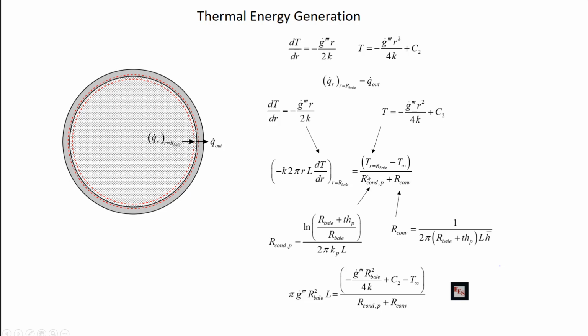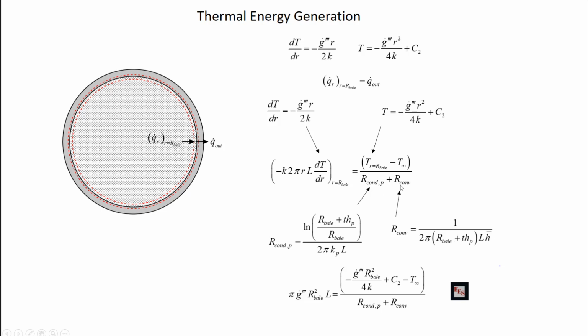I know how to deal with conduction through a cylindrical resistance. I looked at that last time, or maybe two times ago. This is my equation for that. It's the natural log of the outer radius divided by the inner radius, and then I have 2 pi times the conductivity of the plastic times L. This is our convection. That's 1 over the surface area times h bar. So 2 pi times this outer radius times L. That's the surface area times h bar.